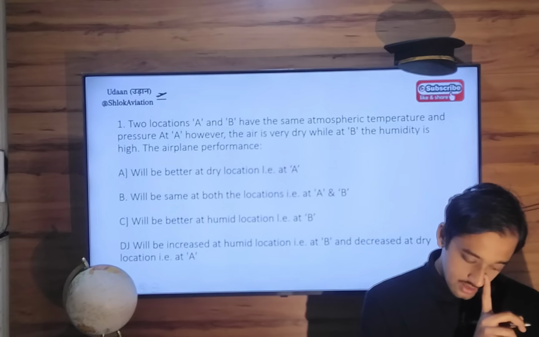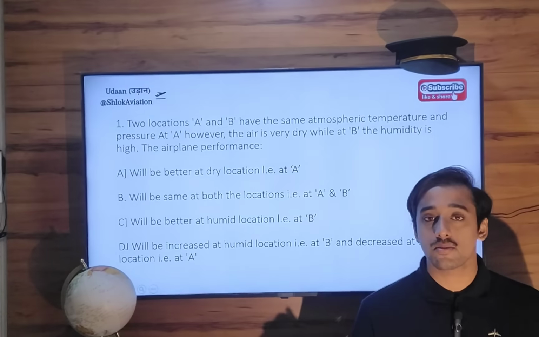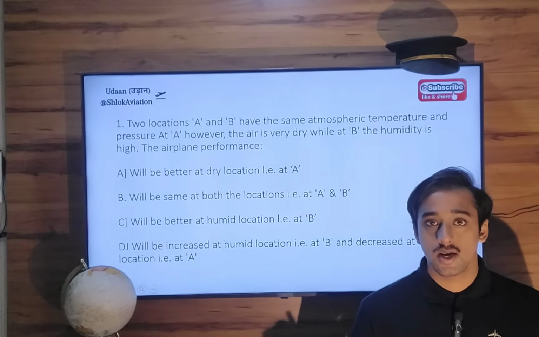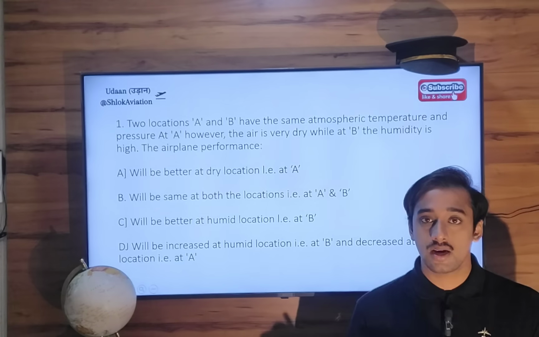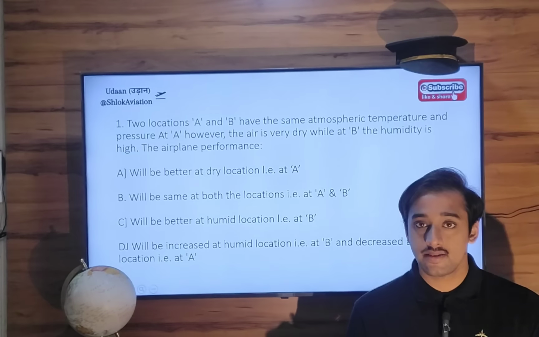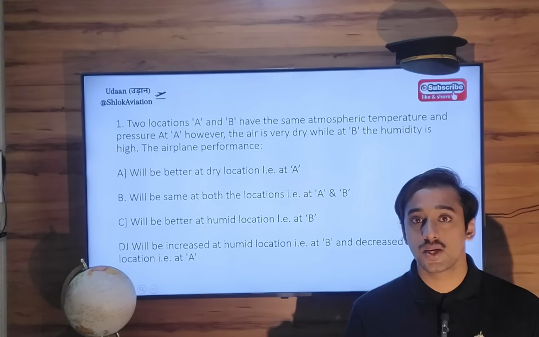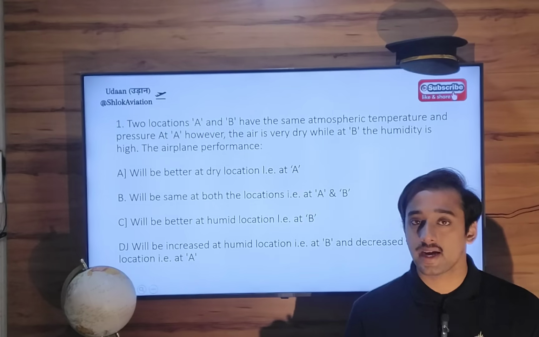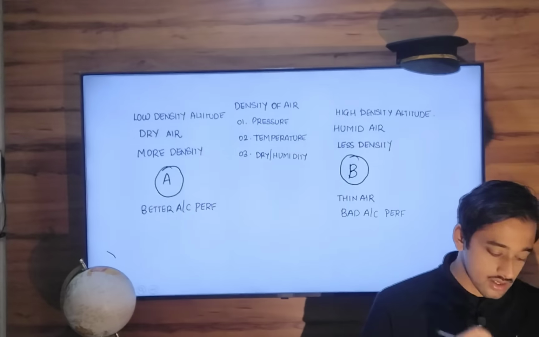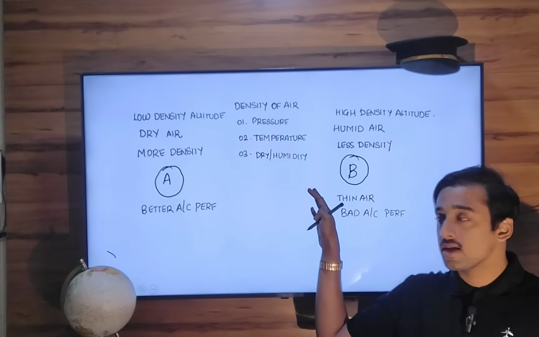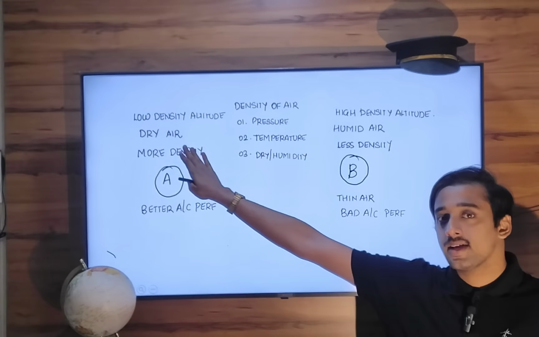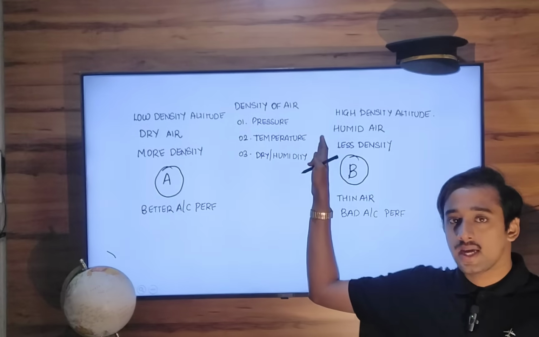Question 1 is, there are two locations which have the same atmospheric pressure and temperature, but location A has dry air and location B has humid air. Considering these two locations, what will be the performance of aircraft? So let's check the basics. This is your place A, this is your place B. At place A we have dry air, at place B we have humid air.